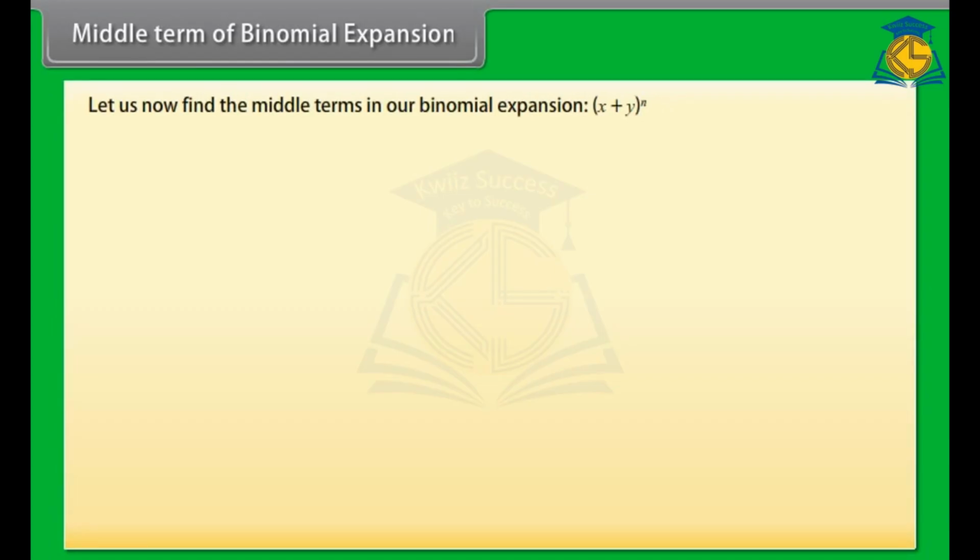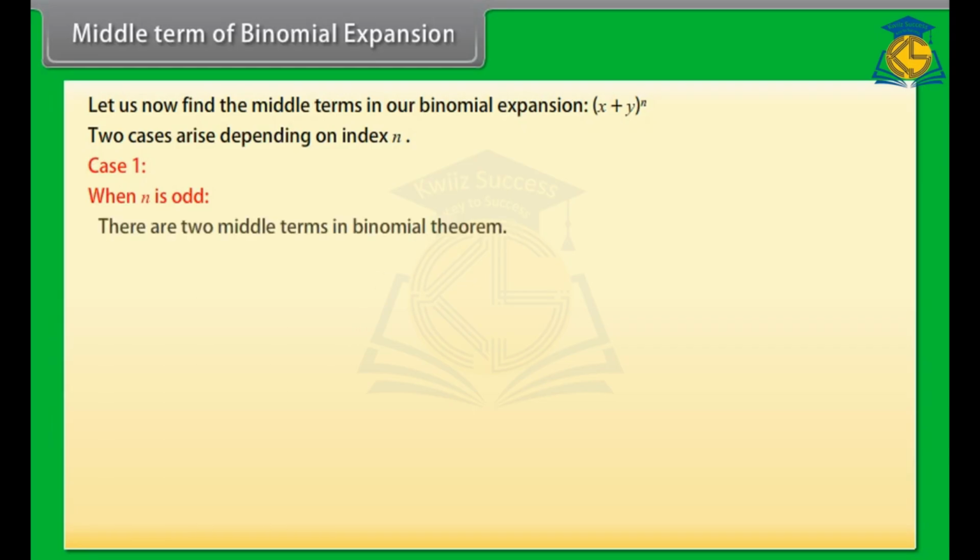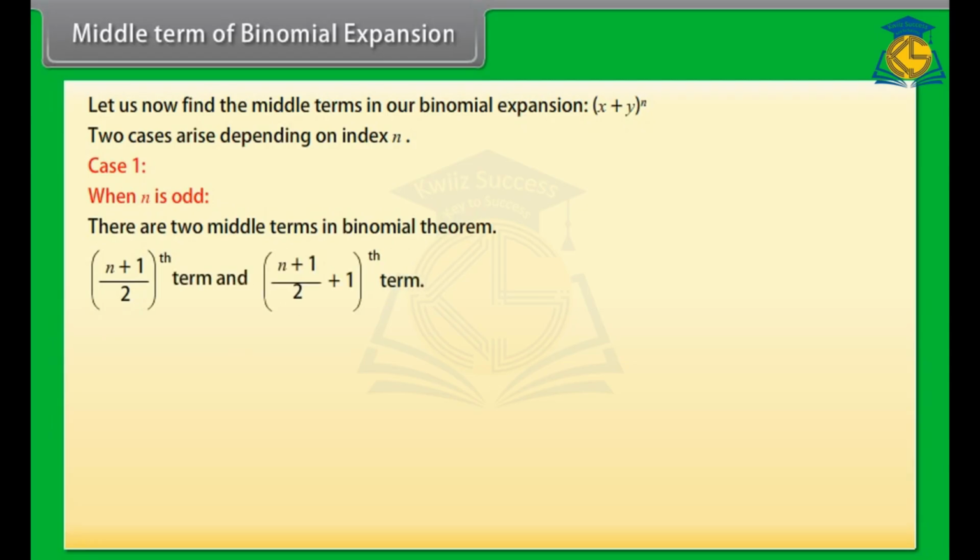Let us now find the middle terms in the binomial expansion (x + y) raised to power n. Two cases arise depending on index n. Case 1: when n is odd, there are two middle terms in the binomial theorem: the (n+1)/2th term and the ((n+1)/2 + 1)th term.